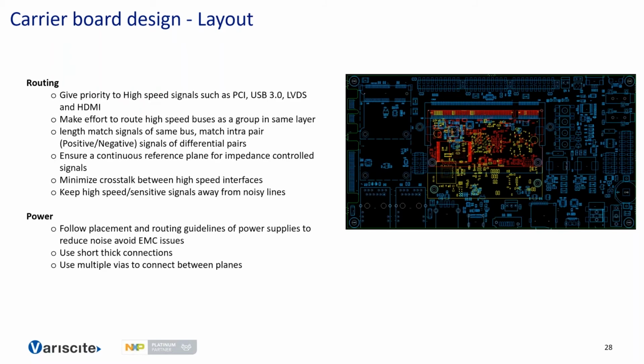So these are a few general guidelines for high-speed routing. Basically, you should try and route the high-speed signals first and together as a bus. Also, length match them and minimize the crosstalk between them and other signals. In terms of power, you should follow the placement and routing guidelines of power supplies to reduce and avoid EMC issues.